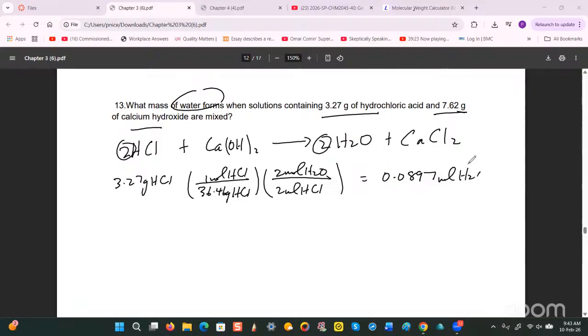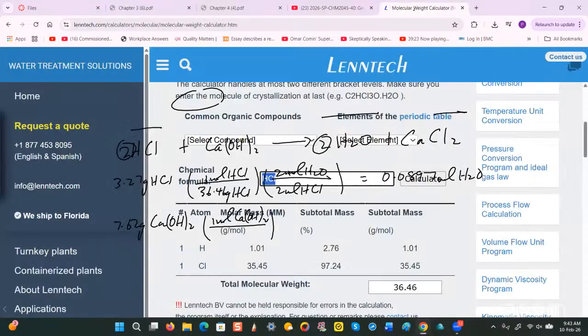And then we do the same thing, starting with the 7.62 grams of the calcium hydroxide. So again, we convert to moles, 1 mole of calcium hydroxide over the molar mass of calcium hydroxide. So let me go back to my calculator here. Ca(OH)2 equals 62.